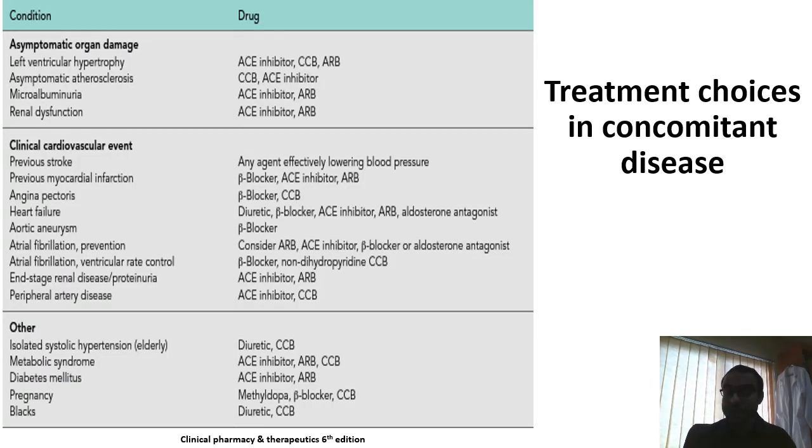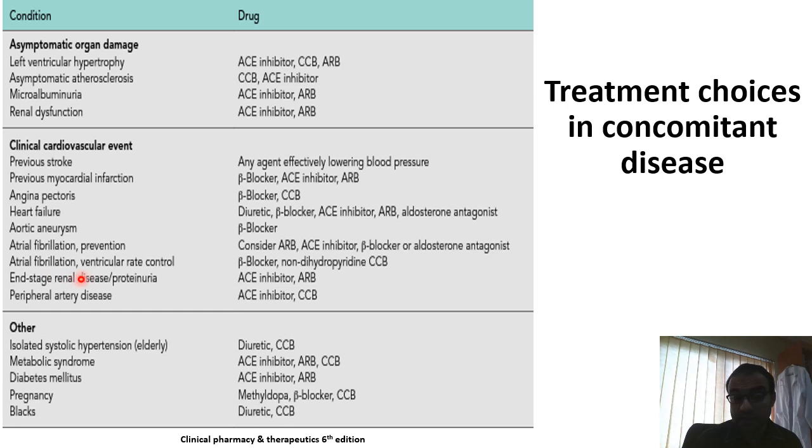Here is another example of the concomitant diseases' impact on the choice of the treatment. We can see here conditions grouped under the asymptomatic organ damage, left ventricular hypertrophy, the microalbuminuria, where ACE inhibitor and ARB are very recommended over the others, and also when we have an underlying cardiovascular event, angina, for example, we have the beta blocker, one of the anti-ischemic agents. So in this case, with beta blocker, we have a relative advantage, and CCB.